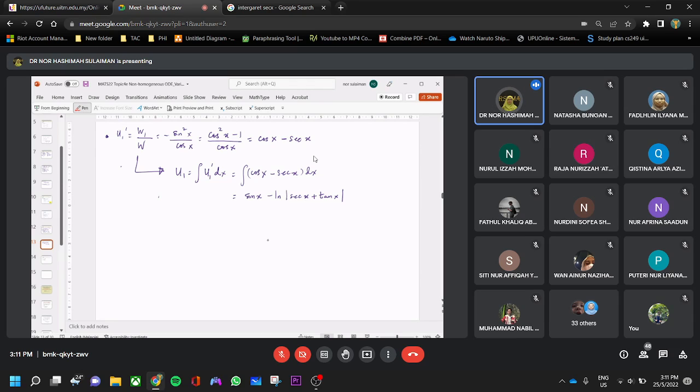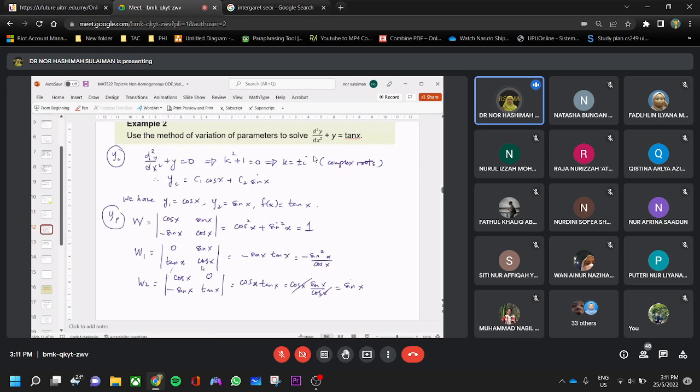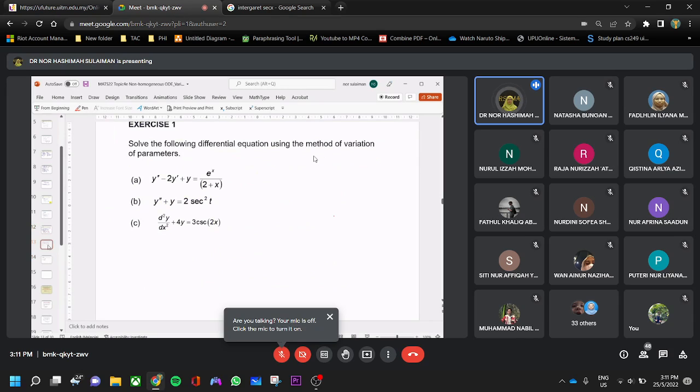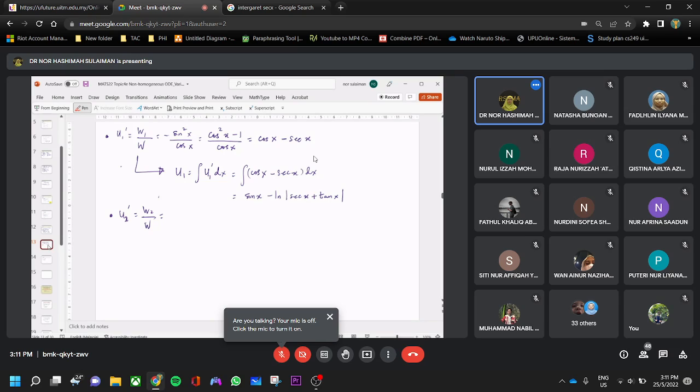So, dah dapat U1. Kita carilah U2 prime. U2 prime is simply W2 divided by W. What is W2? W2 just now we calculate as sin x. Okay, so we have sin x divide by W happens to be 1, betul tak? So dapatlah sin x kan? Okay, so kita boleh cari dia punya apa?